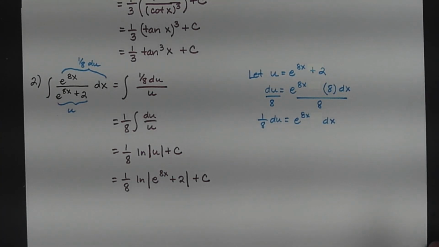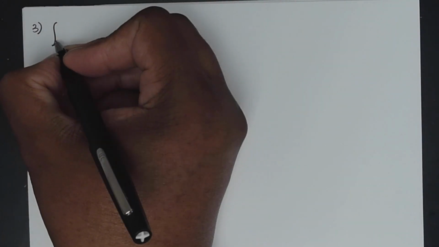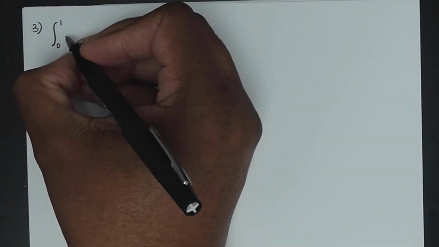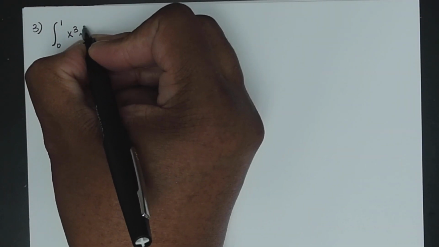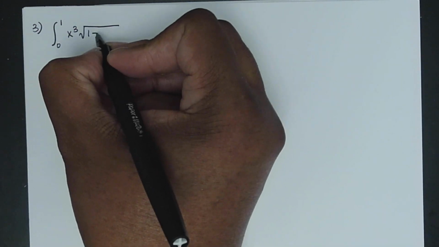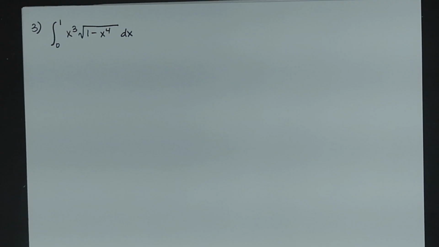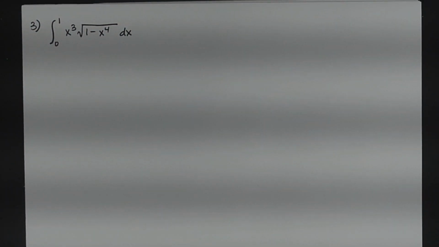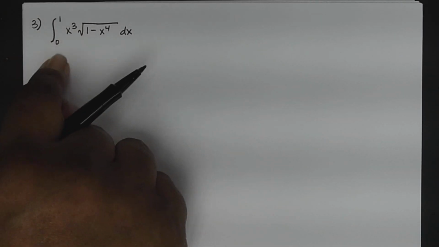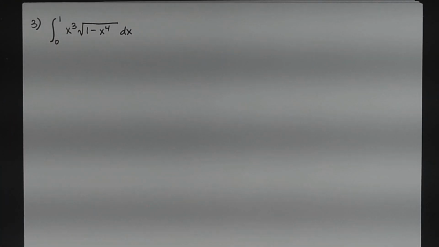All right, problem number 3. Here's just another example. In this one, we have a definite integral. That's going to be the integral from 0 to 1 of x cubed times the square root of 1 minus x to the 4th dx. I'm going to show you how to do this one where you can change your limits of integration. These are for the x's. I can change them to be limits in terms of u.